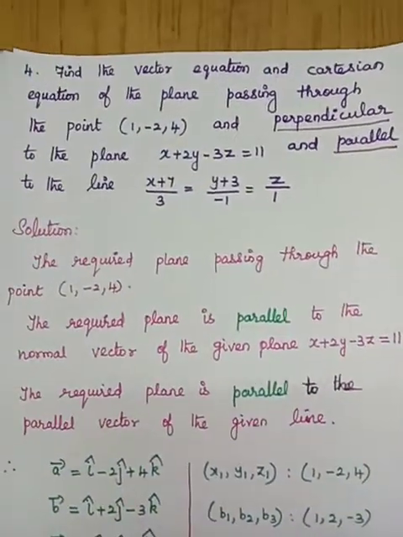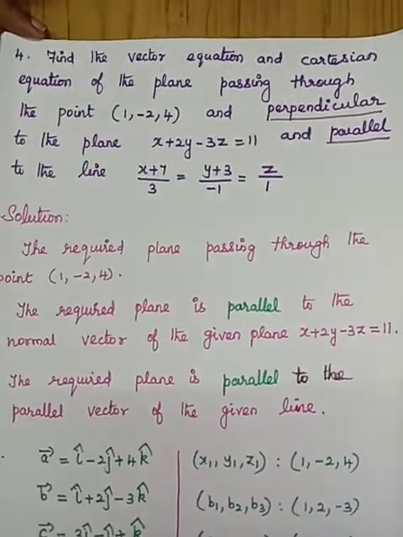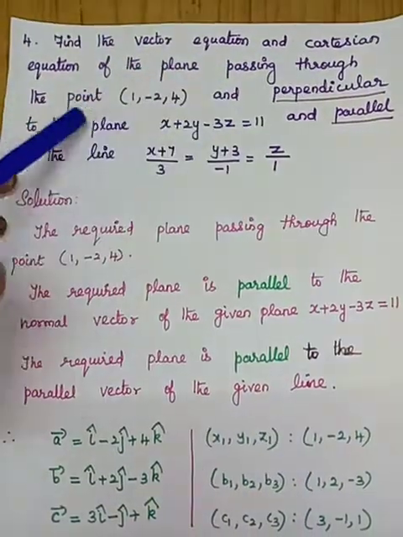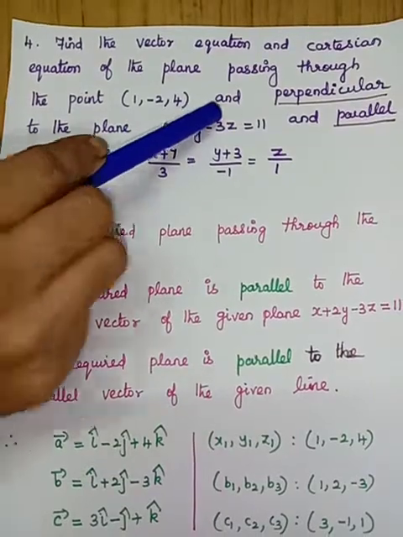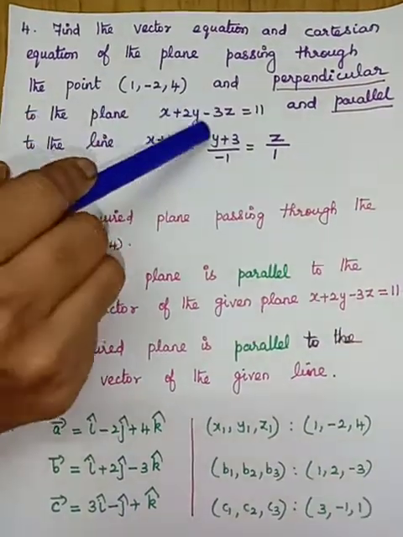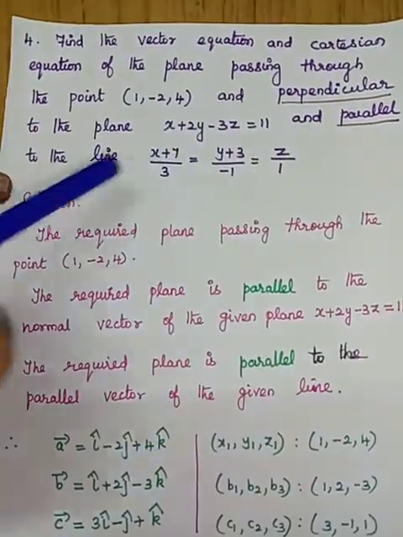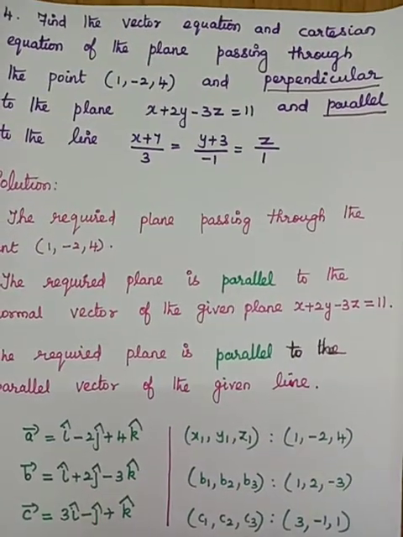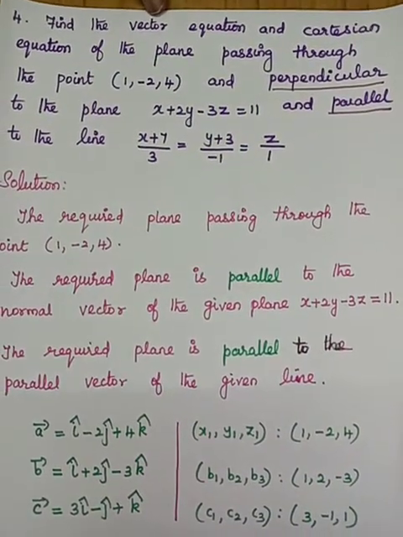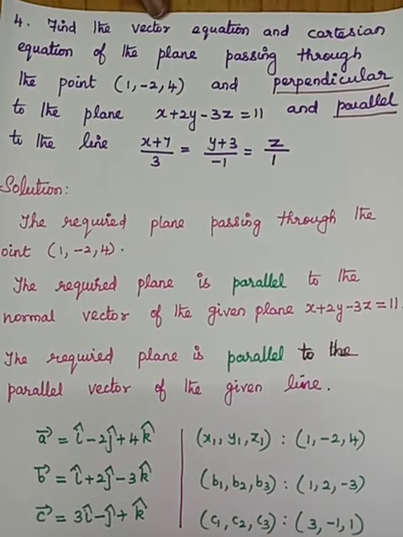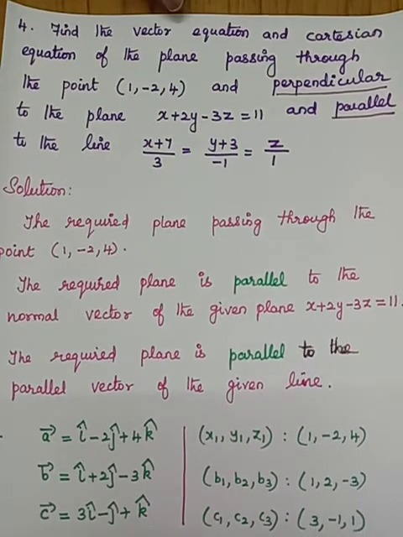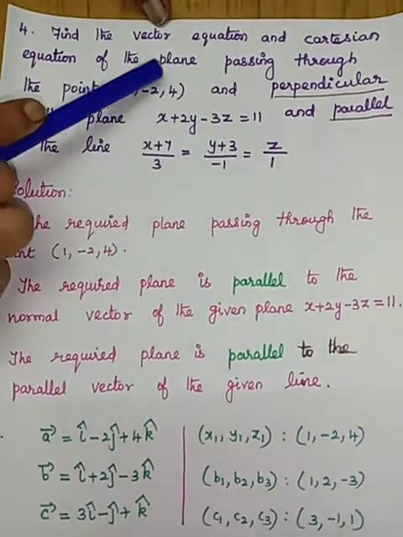You see that, find the vector equation and Cartesian equation of the plane passing through the point and perpendicular to the plane and parallel to the line. Okay, so see that we have to write the vector equation. It is not mentioned parametric or non-parametric, so if it is not mentioned, we can go for the parametric equation. And the Cartesian equation of the plane we have to write.